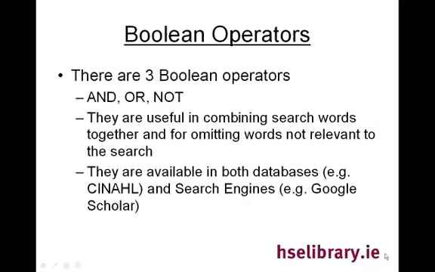Having identified the concepts, it is important to know how to search for these concepts in databases. Core to searching is the use of Boolean operators. There are three Boolean operators: and, or, not. They're useful in combining search words together and for omitting words not relevant to the search. They are available in both databases, for example, Cinahl, and search engines like Google Scholar.